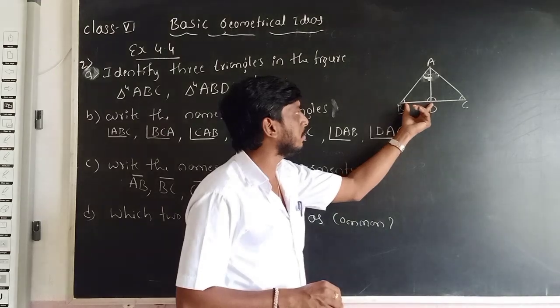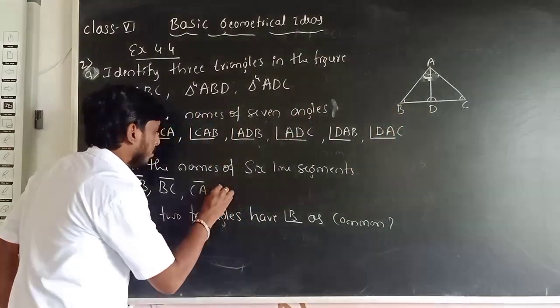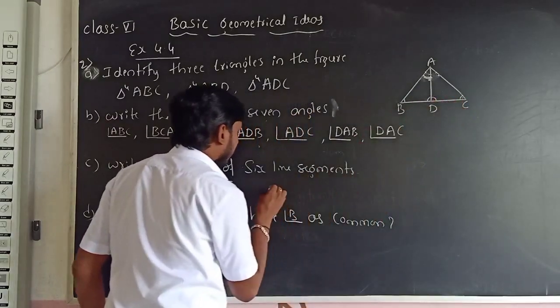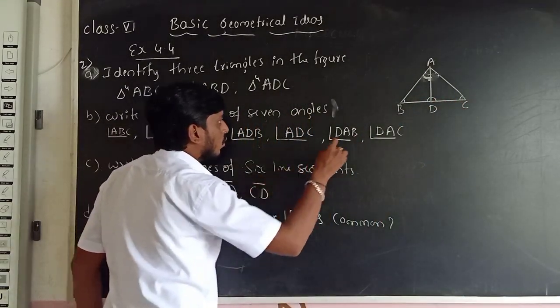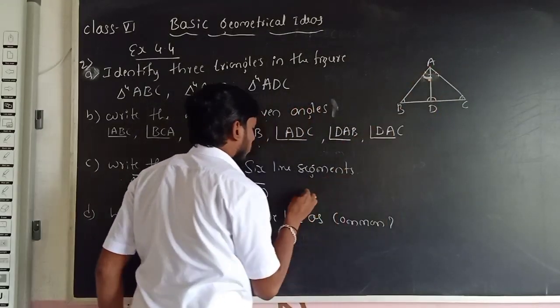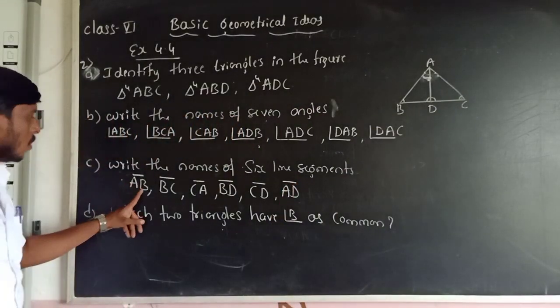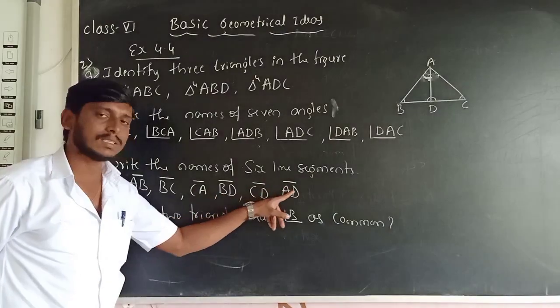Next take this BD. Next CD. And one more, AD. So count how many line segments: 1, 2, 3, 4, 5, 6.